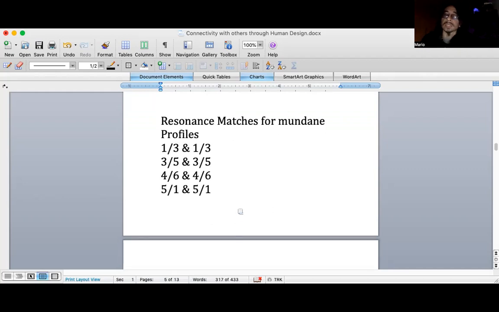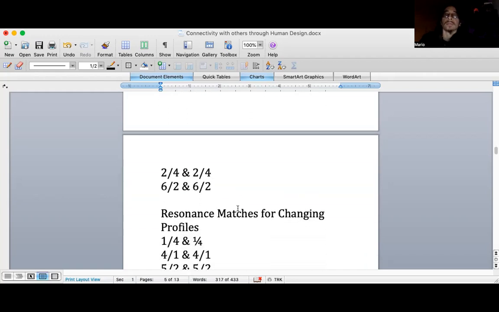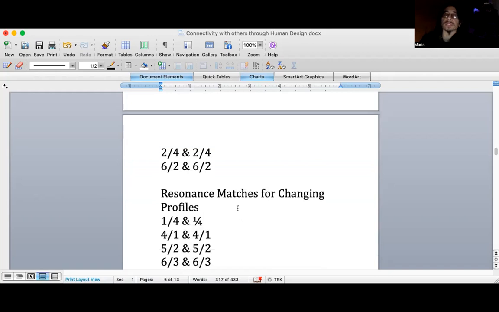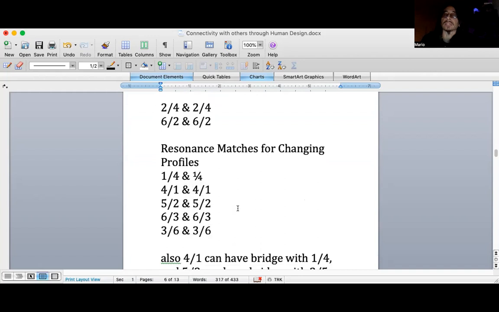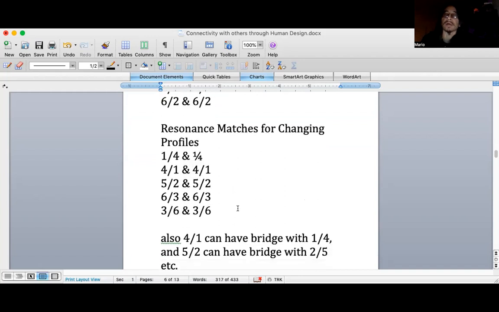So these are just a couple examples. The 1, 3 connecting with another 1, 3, the 3, 5 connecting with another 3, 5, 4, 6 with another 4, 6, 5, 1 with another 5, 1, so on and so forth. 2, 4 with another 2, 4, and 6, 2 with it. And those are all the mundane profiles.